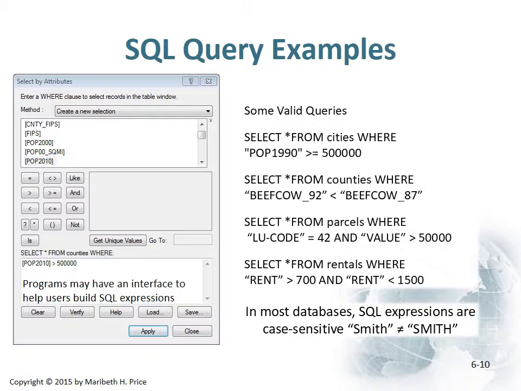And the last one in the examples here, selecting from a variable or data set known as rentals, where the rent is greater than 700 and rent is less than 1,500. So we're looking for a range of values, and everything that meets within that range is going to be returned.